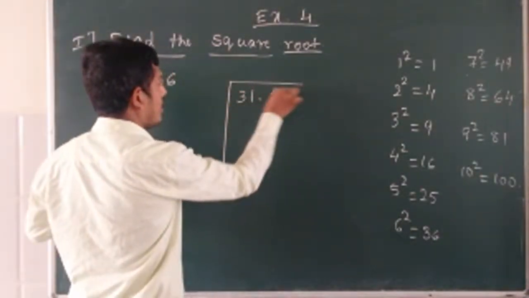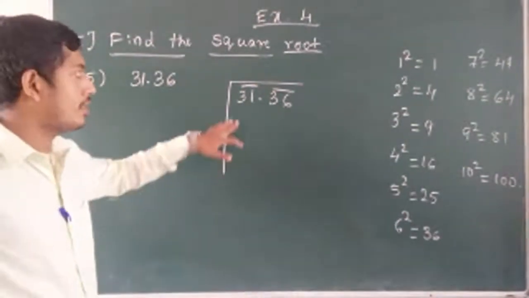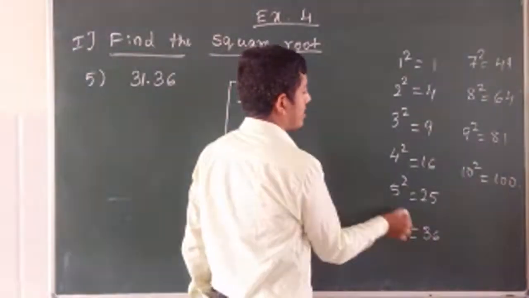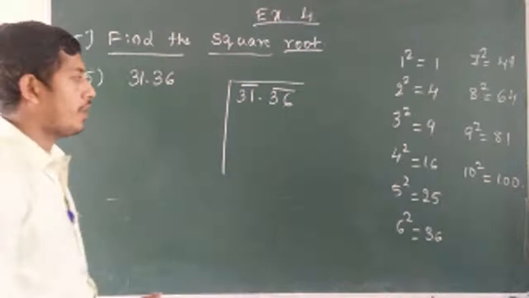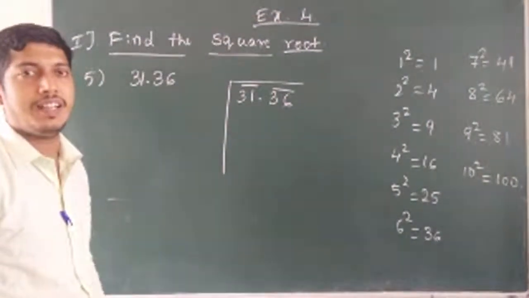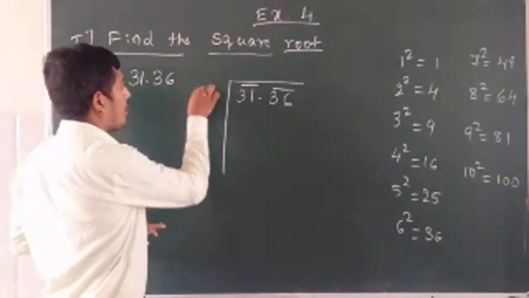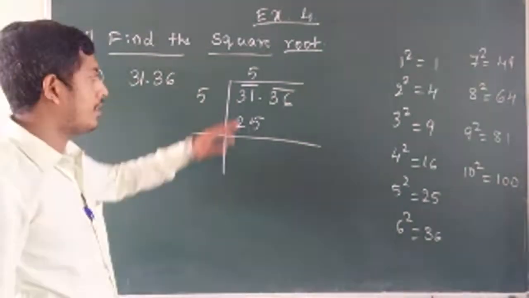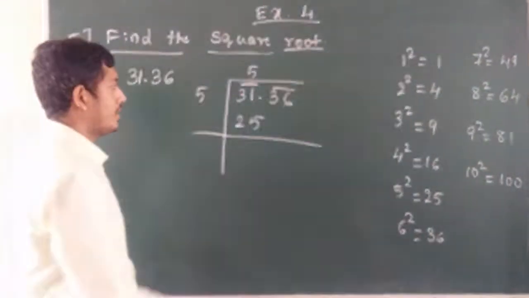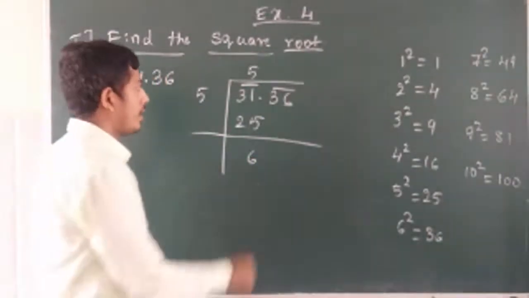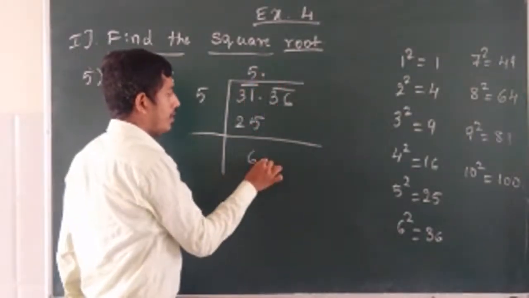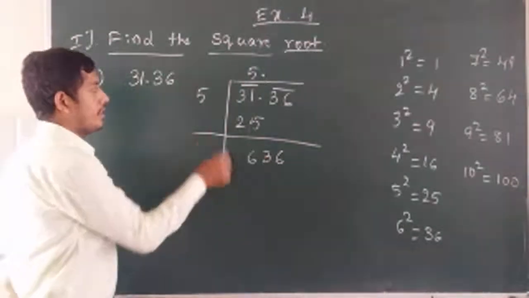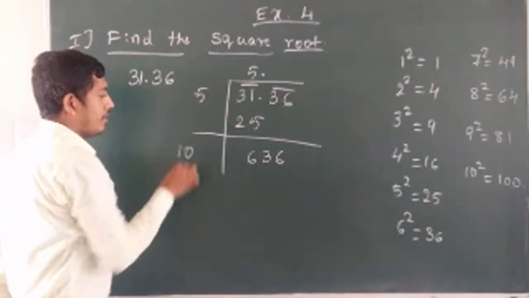31.36. So first thing is we have to pair. Then second step we have to consider first pair from the left hand side, that is 31. 6 6s are 36 and 5 5s are 25. We have to consider 25 as a value which is less than and nearer to 31. That is 5 5s are 25. Now we have to find the remainder. 31 minus 25 is 6. Then we have to put the decimal point. It becomes 36. Then we have to shift this 36, so it becomes 636. Then we have to add 5 plus 5, it is 10.